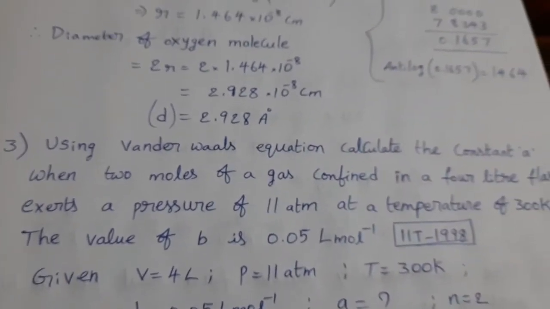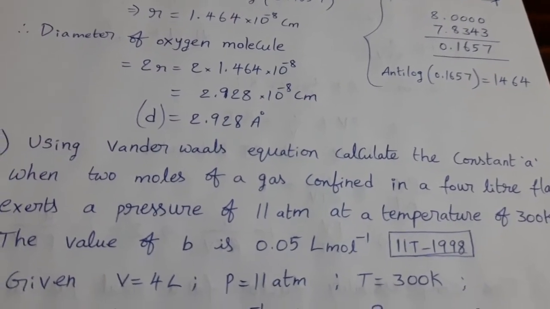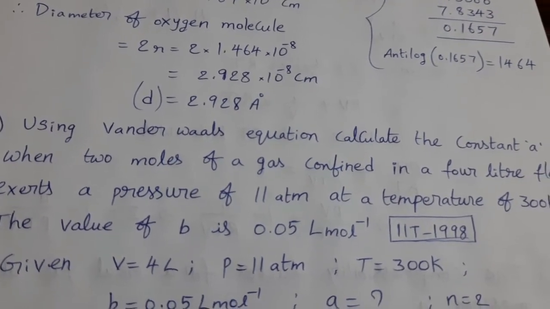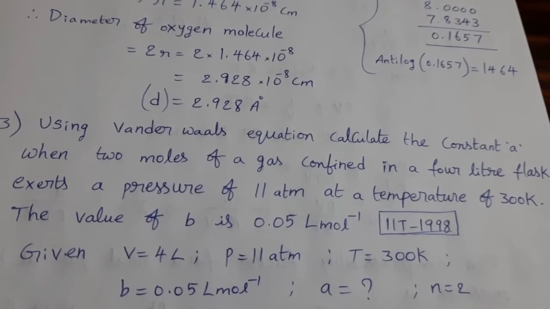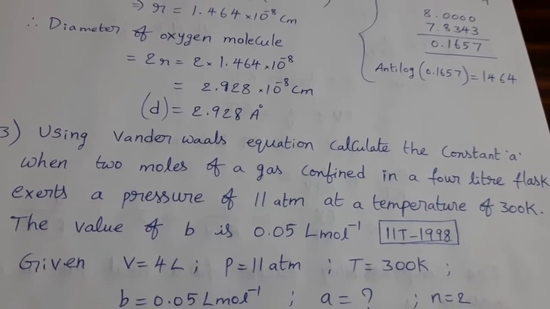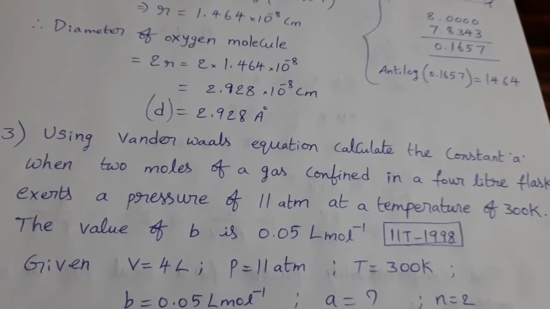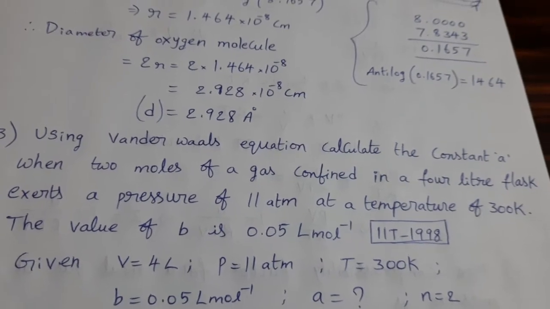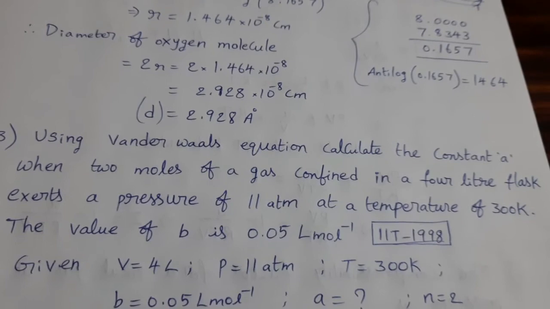Next, using van der Waals equation, calculate the constant A when 2 moles of a gas confined in a 4-liter flask exerts a pressure of 11 atmosphere at a temperature of 300 Kelvin. The value of B is 0.05 liter mole power minus 1. This question was given in IIT 1998 exam.